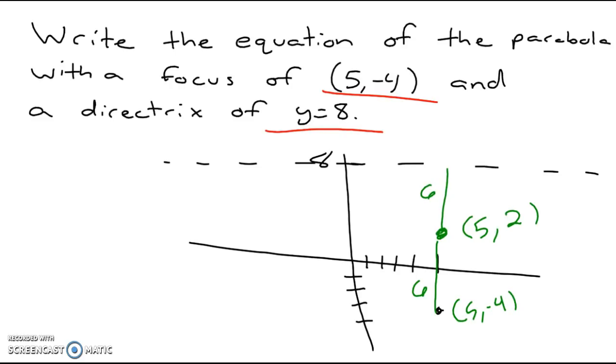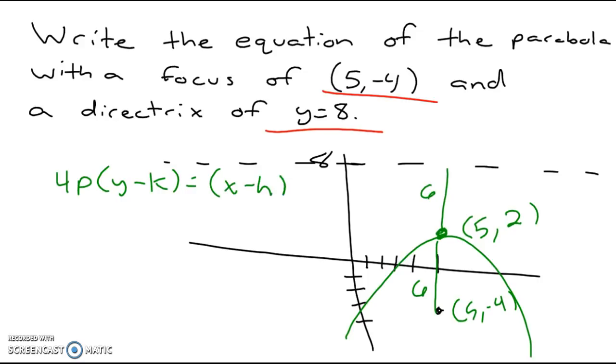So our equation is, we're going to go 4p. And because this looks like it's going to be opening down, we're going to have the x being squared. So this is y minus k equals x minus h squared. In this situation, we know our vertex is at 5, 2, so we have y minus 2 equals x minus 5 squared. The p is the distance from the vertex to the focus, and it looks like it goes down 6 to get there. So our p is -6.